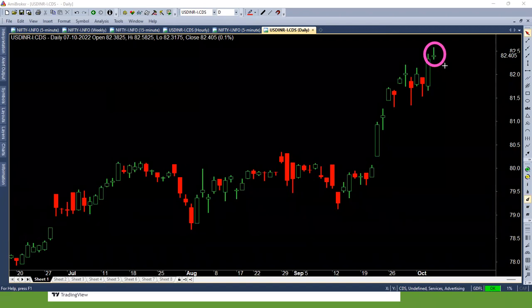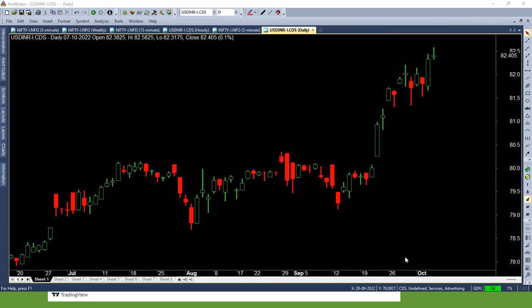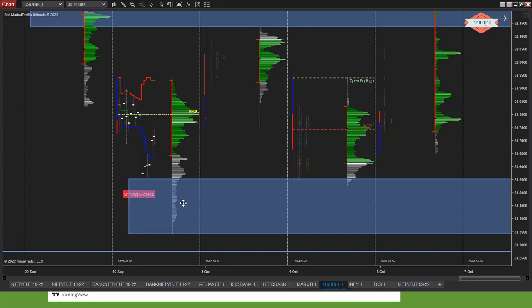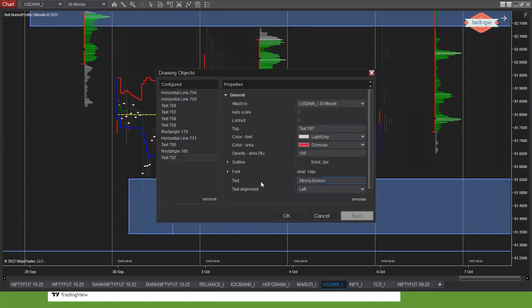Or the excess price can be tested. Yes, it can be tested, which is exactly what happened in USD-INR. Maybe I'll go and show you back in the market profile. So we had an excess and we had a price rejection around the excess. We call it a price rejection when price is entering that excess zone and it turns out to be an excess rejection.